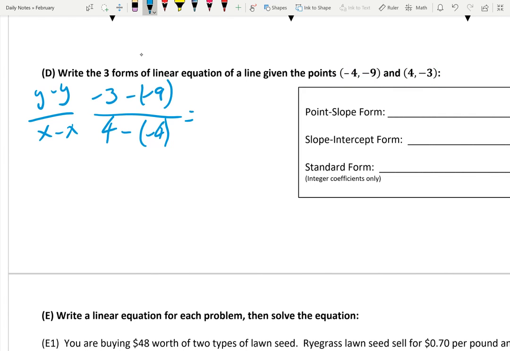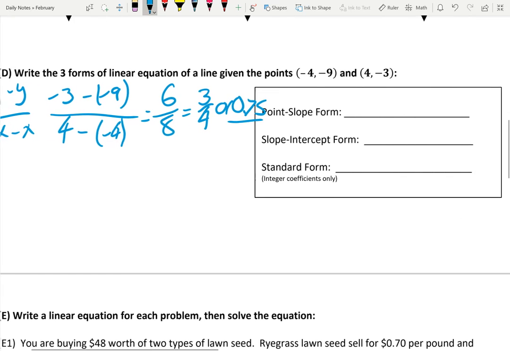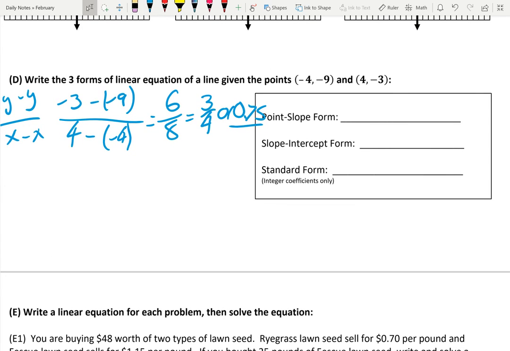And when I solve that, I end up with positive 6/8, which is equal to either 3/4 or 0.75. So if you want to use the decimal version of this, you can. There's nothing wrong with it. So I'm going to use the decimal version of it just to make it easier. So now I have enough information to go ahead and write my equation.